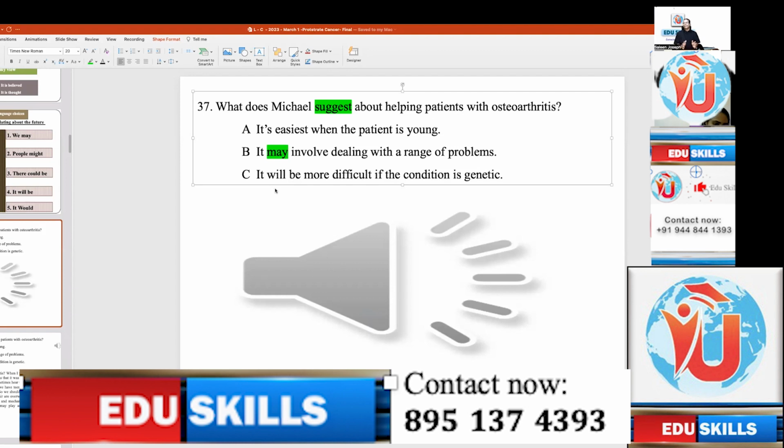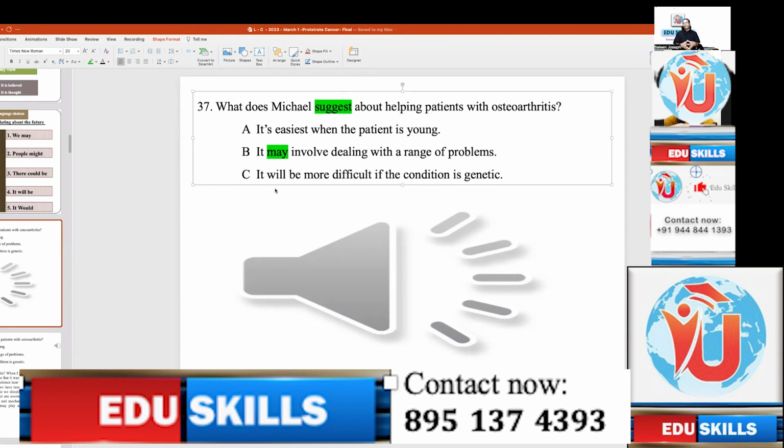What does? So that is about present. What does he suggest? So present tense, future tense, and the first one is a factual statement. Can you have a factual statement about opinion? No. No. Opinion is never a factual statement. So ultimately, the first one is a factual statement. Second one is may involve dealing with a range of problems. It is an opinion. May is a modal verb. That gives us the test of opinion.